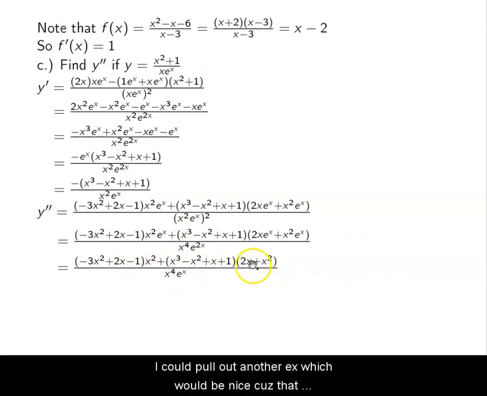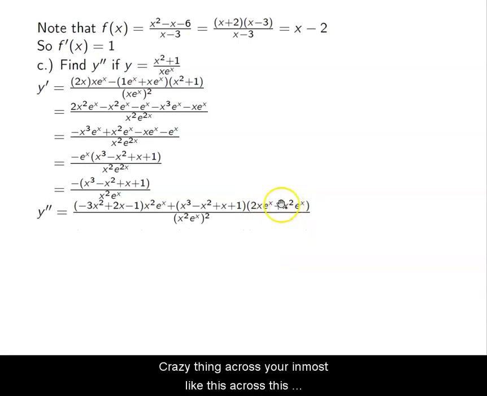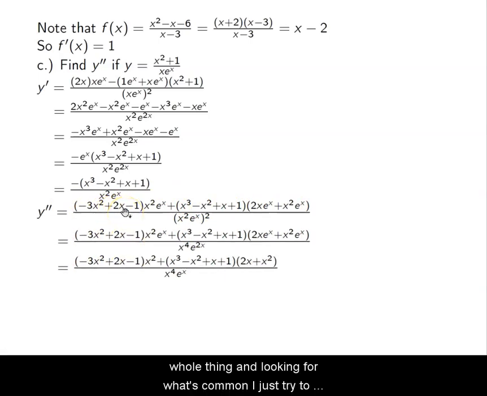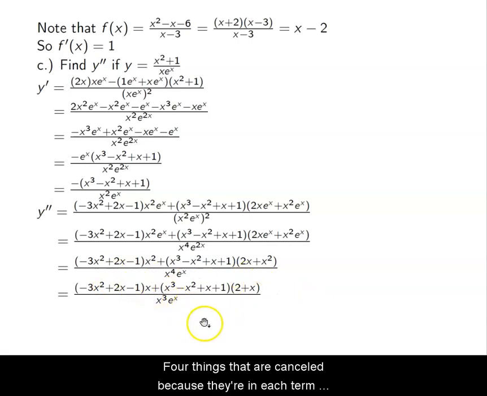Here I could pull out another x, which would be nice because that will knock this down to an x and this to an x cubed, which is what I do here. So each one of these gets reduced by a power. So now when I try to simplify this numerator, it'll be a lot easier to do. So now, instead of having to multiply this crazy thing across here and multiply this across this whole thing and looking for what's common, I just try to be a little bit smart about my choices and pulling out common factors for things that I'll cancel because they're in each term in the numerator and denominator.